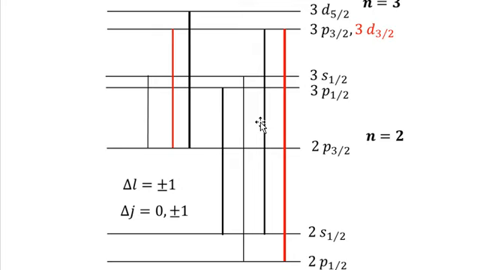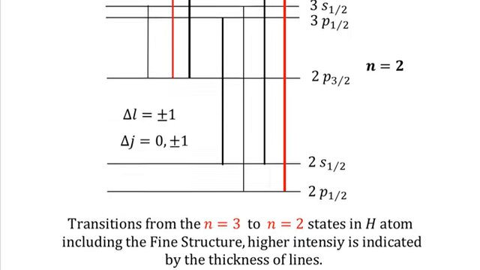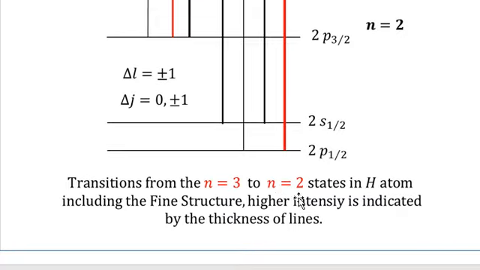And you see that these are 7 in number. So the H alpha line is actually constituted by 7 wavelengths. The more intense line means that the probability of that transition is higher. These are the transitions from n equals 3 to n equals 2 states in the hydrogen atom, including fine structure and Lamb shift. Higher intensity is indicated by the thickness of the lines.